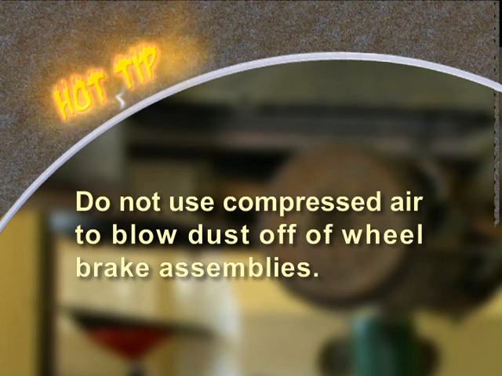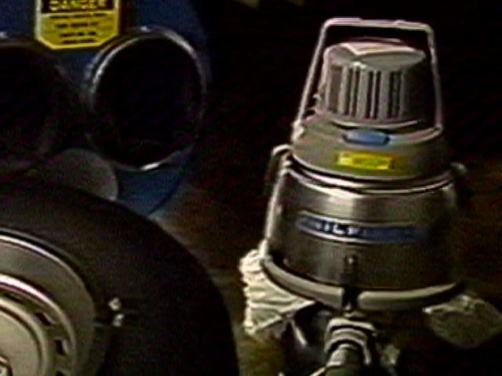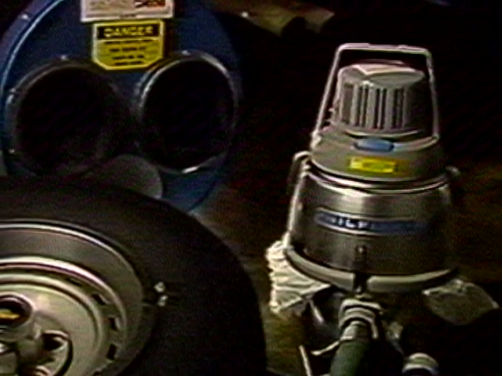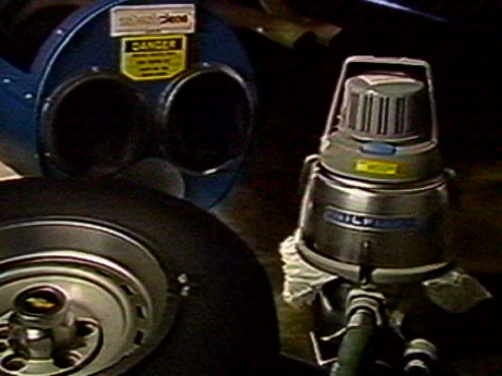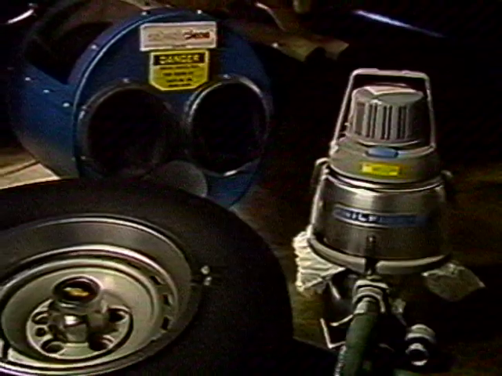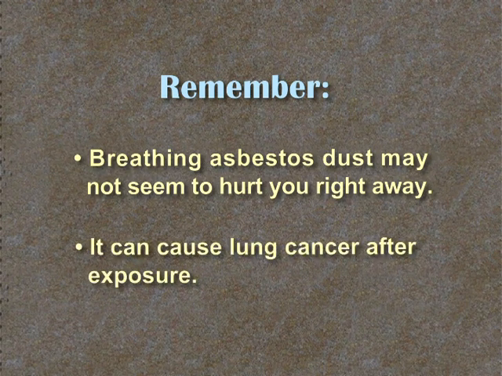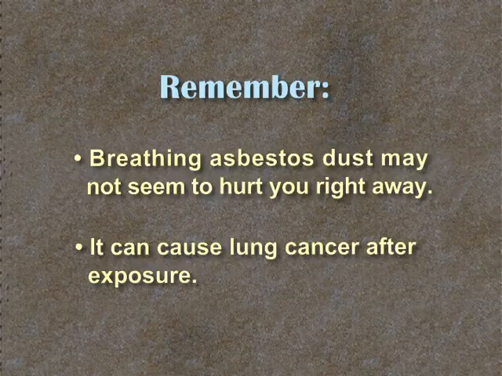Many brake linings are made of asbestos, a known cancer-causing substance. Use a special brake vacuum machine to remove the dust. It will surround the brake assembly and keep any contaminants from entering the surrounding area in your shop. Remember, breathing asbestos dust may not seem to hurt you right away. However, it can cause deadly lung cancer after exposure.